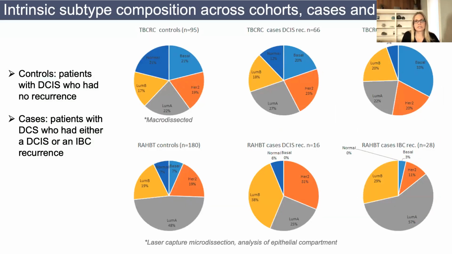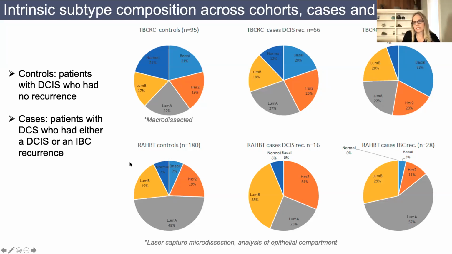Now, we were also interested in how these changes map onto the intrinsic subgroups of breast cancer. And so what's shown here is the breakdown for TBCRC by controls, cases that recur to DCIS or invasive breast cancer, as well as for RAHBT. And I'll point out that, of course, the TBCRC cohort was macro dissected, and this is a bit different than looking at just the tumor enriched compartment or epithelial compartment from the RAHBT cohort. So there is quite a big difference in composition, and this is also attributable to differences in the cohort.